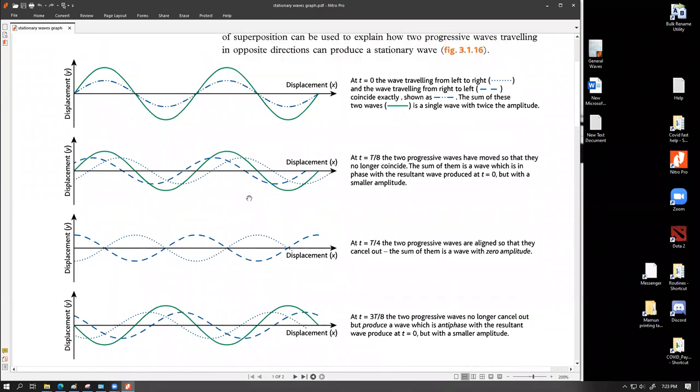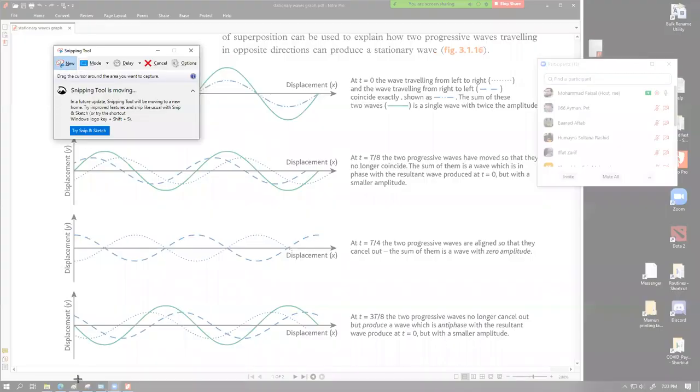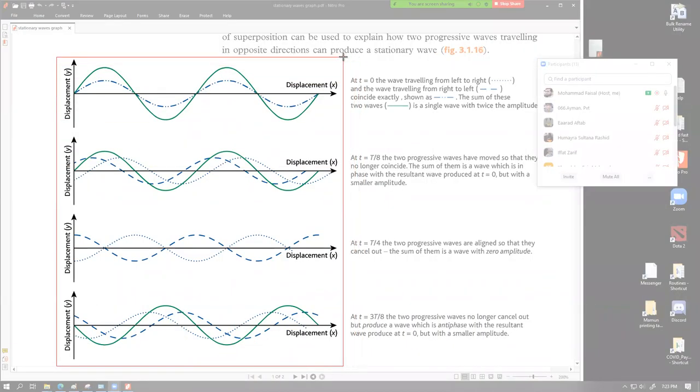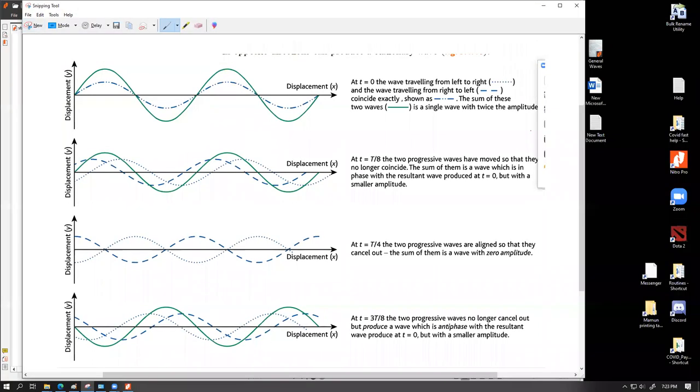So let me just label this part of the figure. I'm going to take this picture, just a second. I might as well take the whole thing. And here is the participant list, you can see that.